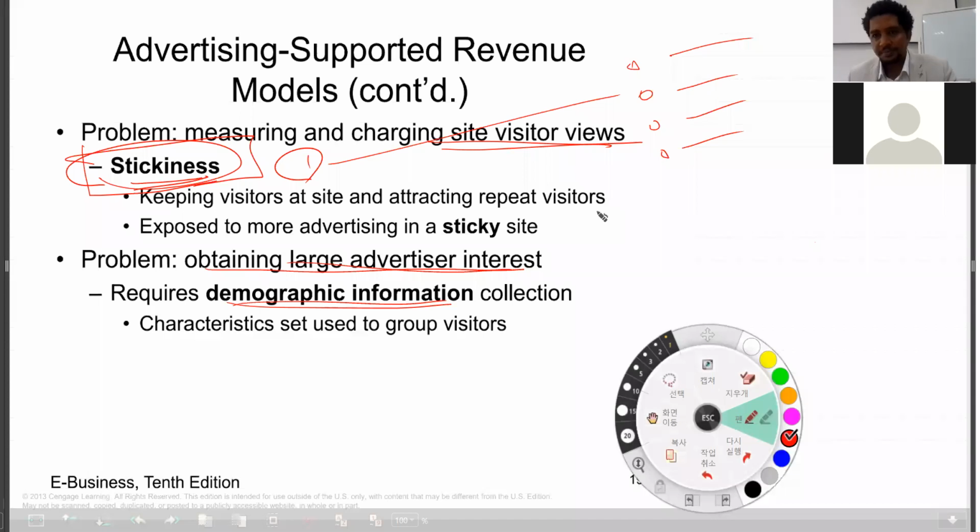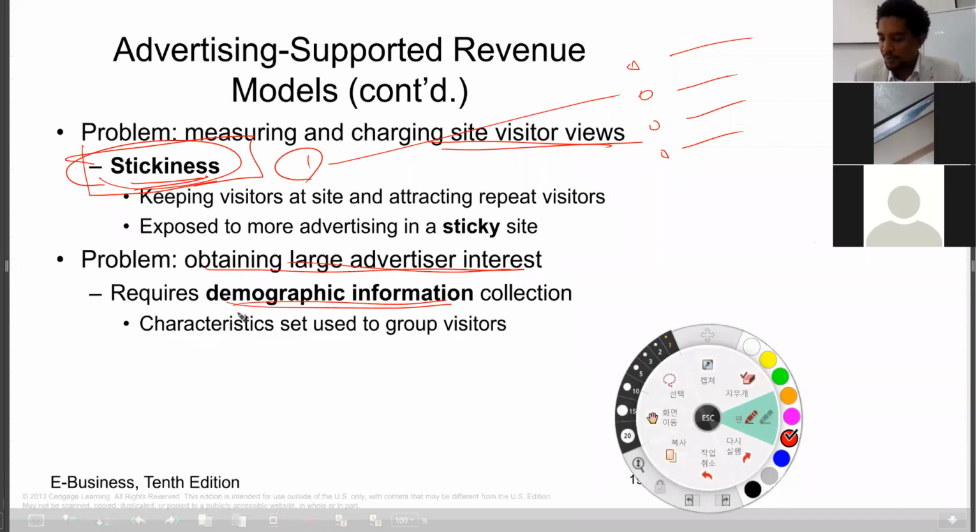So let's continue from here. Advertising supported revenue models, which means these businesses generate revenue from advertising, right? So they get their money from advertising for different companies. And the second problem here is demographic information.